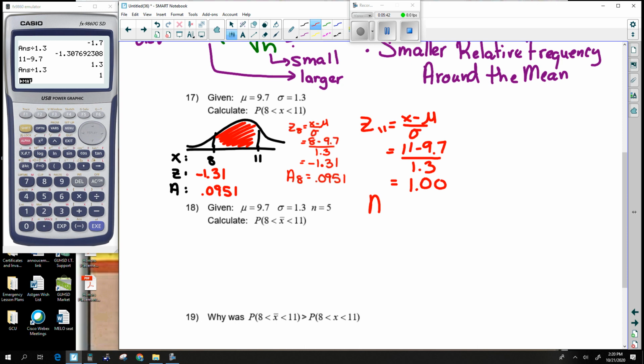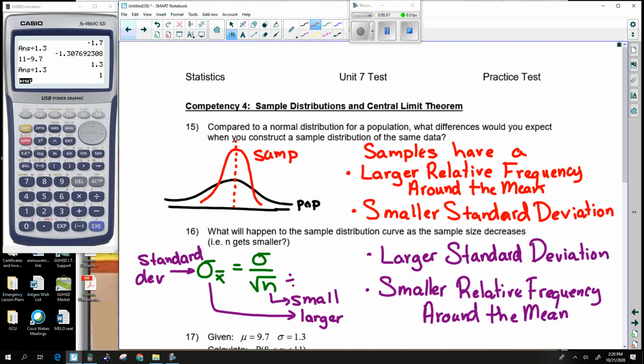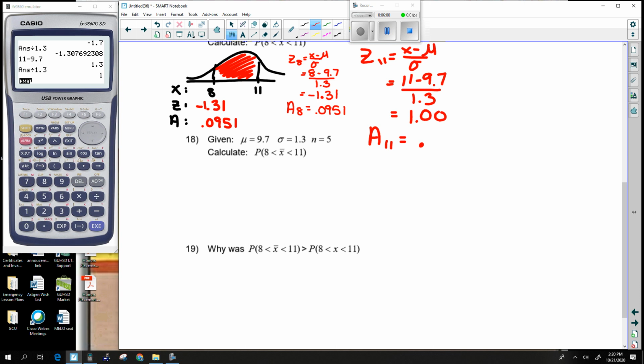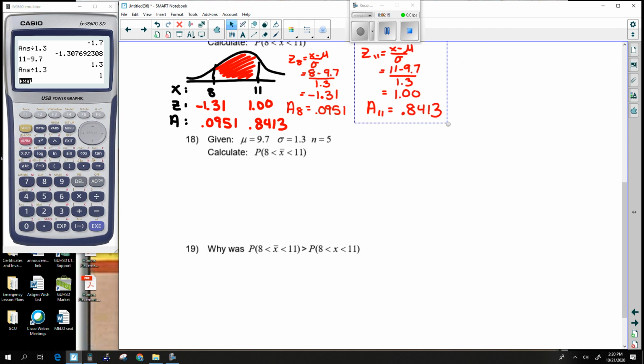One straight up. So 1.008413. So the area, the probability in between the two would be the big area minus the small area.